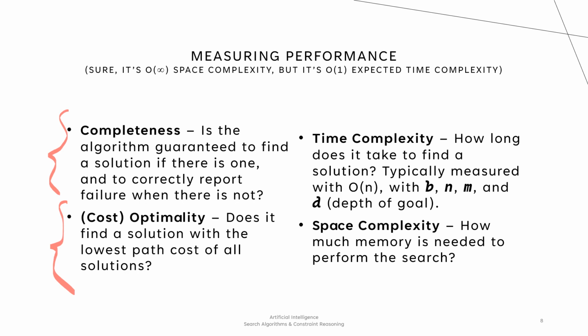Time complexity: this is basic big O analysis of algorithms, data structure stuff. How much time are we using and how much space are we using? These are typically measured in some of those variables that we were talking about on the last slide: branching factor, input size, max tree depth M, and also D, the depth of the goal, which is used a lot. Usually D is going to be less than M. That's not guaranteed.